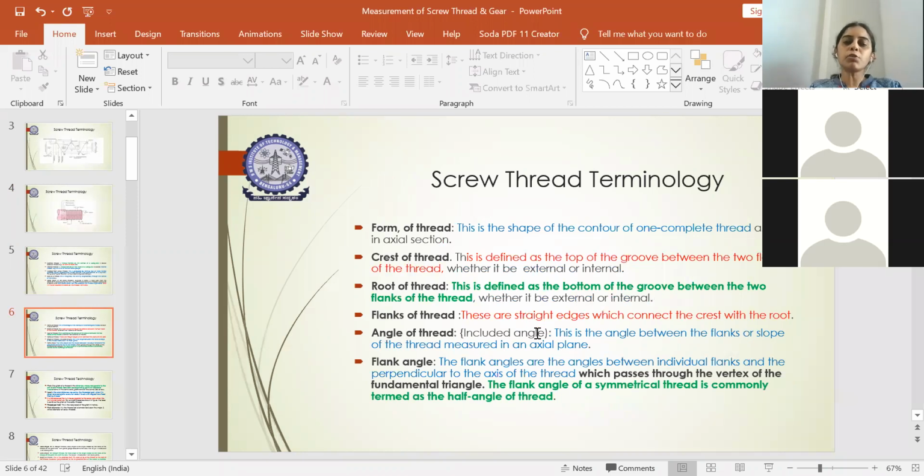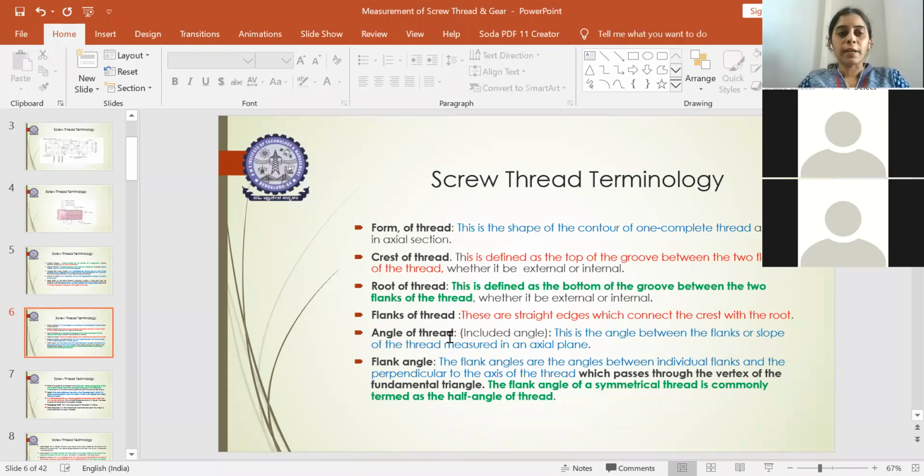Next, angle of the thread. This is also called the included angle. This is the angle between the flanks or slope of the thread measured in the axial plane. The flanks of the thread are the straight edges which connect the crest with the root. This is the angle made between the flanks, what we call the thread angle or angle of the thread. Both are the same. Sometimes they call it thread angle and also the angle of thread.